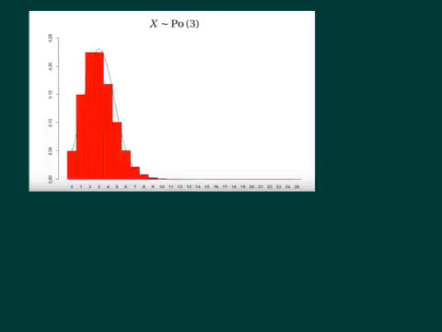Here we've got a Poisson distribution with parameter 3. The red bars show the Poisson distribution, and then the black line shows the normal distribution, and you can see here that it's not a particularly good fit. So when the parameter is 3, it's not appropriate to take a normal approximation. So the rule is, when lambda is greater than 10, it's okay to use the normal approximation.